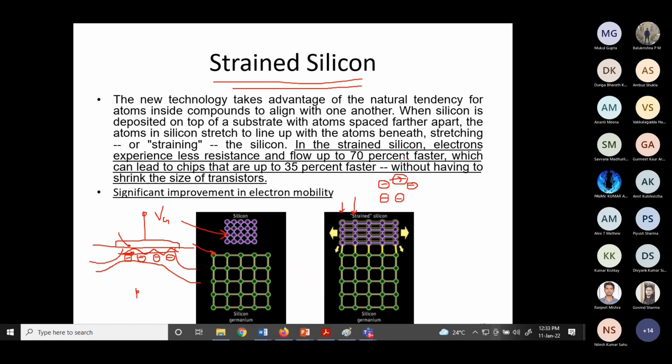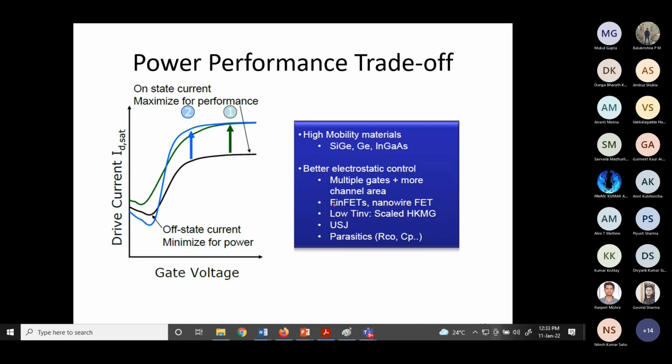So let's not go in that direction, but this is a simplistic view, and it helps in increasing the mobility of the transistor. In fact, you see 70% faster, the industry reported, by changing from conventional silicon to strained silicon. So that's a huge improvement. Okay. So what next?